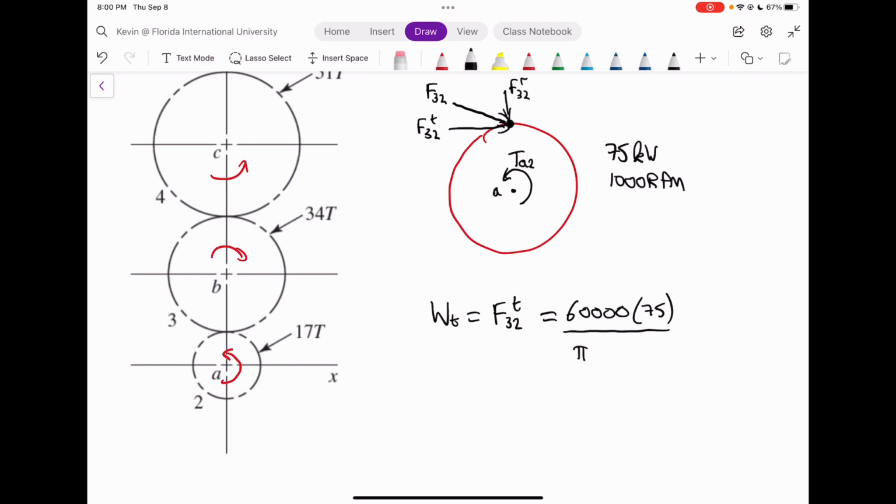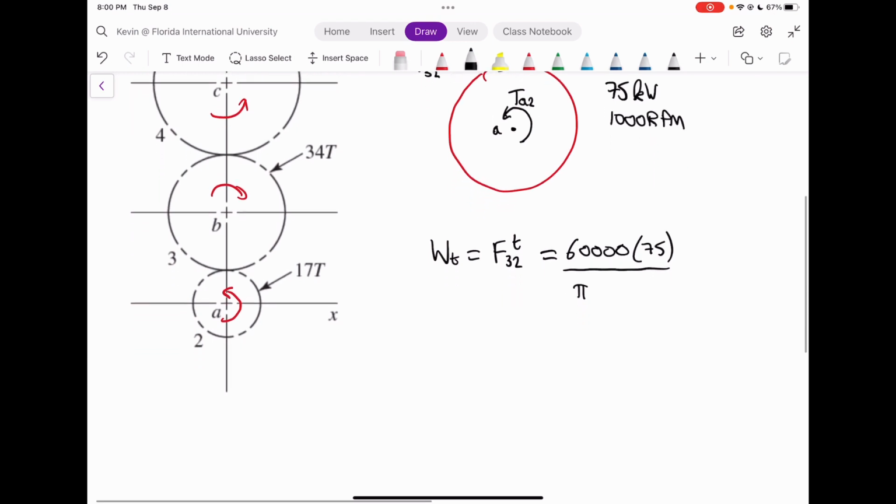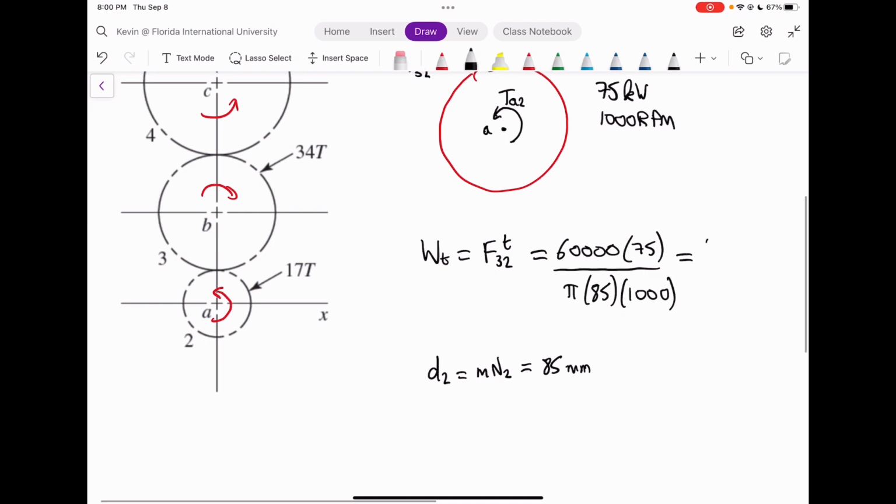So we need to find D2. In order to find D2, we can say that D2 is equal to the module times N2, which is equal to 85 millimeters. So we have 85 millimeters multiplied by 1000 RPM, and so we get a value of 16.85 kilonewtons. Okay, so that's our first step.